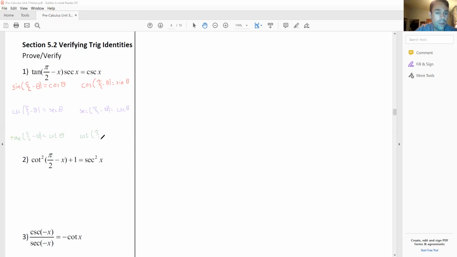And we dealt with this a lot back when we were doing evaluating trig, because these popped up quite a bit there. So let's see if we can't go through here and do some of this that involves some of our complementaries. So let's take our first one. We have tangent of pi over 2 minus x, secant x equals cosecant x.